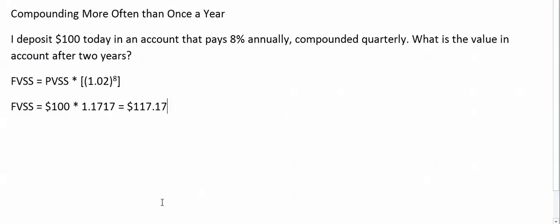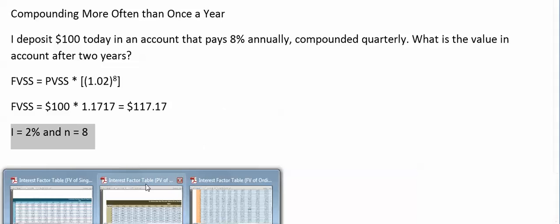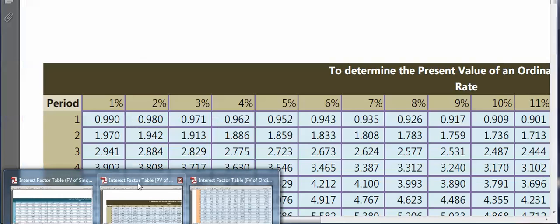But I could also look up this interest factor on the interest factor tables, but rather than using an I of 8 and an n of 2, I use an I of 2% and an n of 8. So we're going to go to the appropriate interest factor table and find what interest factor we discover at the intersection of this rate and this time period. It should be 1.17. The proper interest factor table to use is the future value of a single sum.